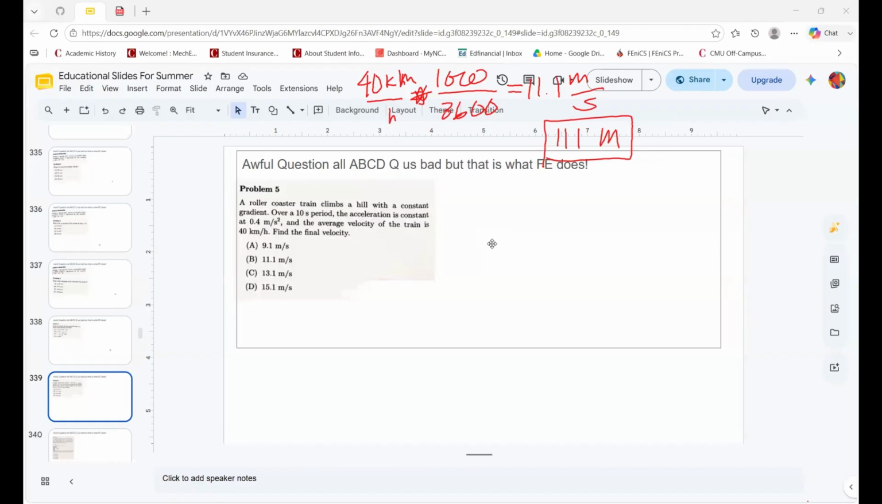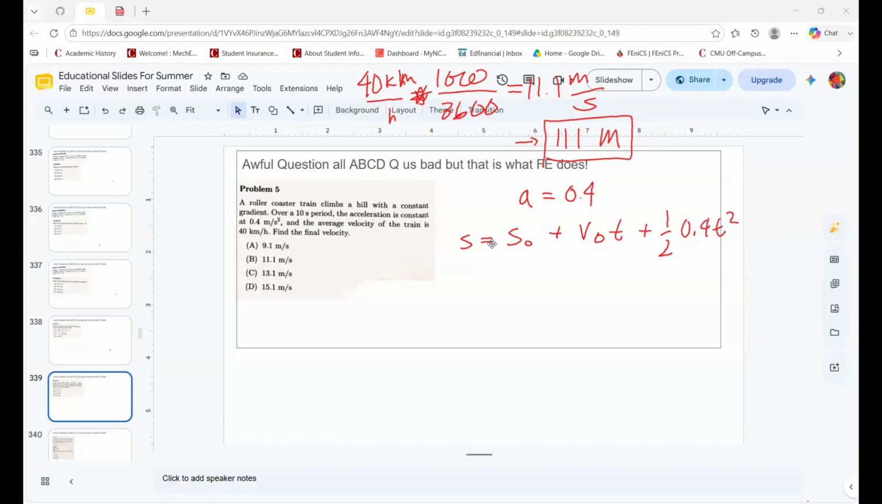With that being said, a roller coaster climbs a hill with a constant gradient over 10 seconds. So the acceleration equals 0.4 and it's constant. What can I do with this knowledge? Well, I know that s equals s0. Does it say that the initial condition is zero? I'm not sure. No. We have to figure that out. But we can do this. Yeah, we can definitely do that.